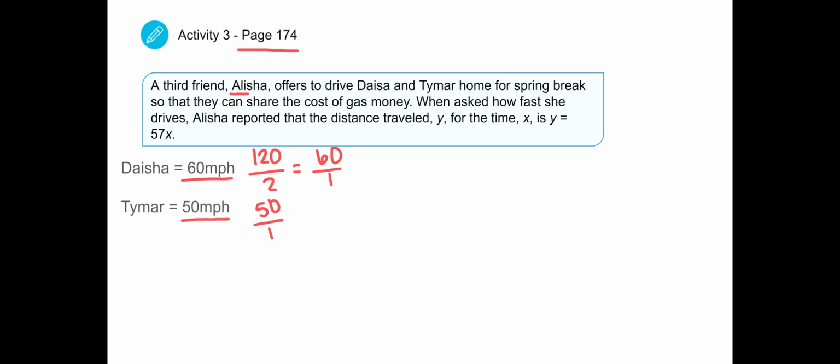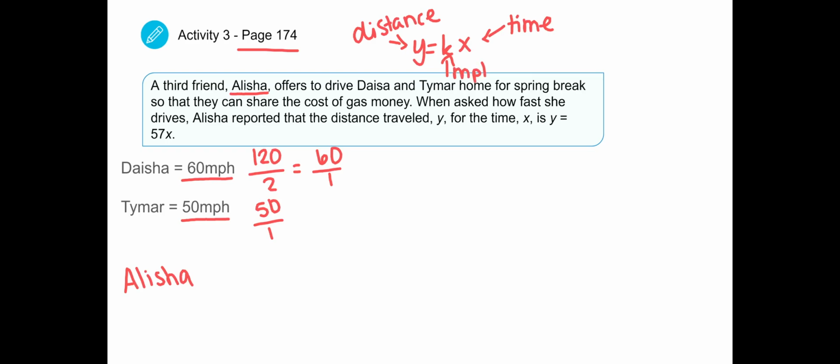Now up here we have Alicia. Alicia offers to drive Daisha and Tamar home for spring break so that they can share the cost of gas money. When asked how fast she drives, Alicia reported that the distance traveled y for the time x is y equals 57x. So they are referring to that equation that we just talked about, y equals kx. They're saying that y is the distance and x is the time, and k is going to be our rate of change, our miles per hour.